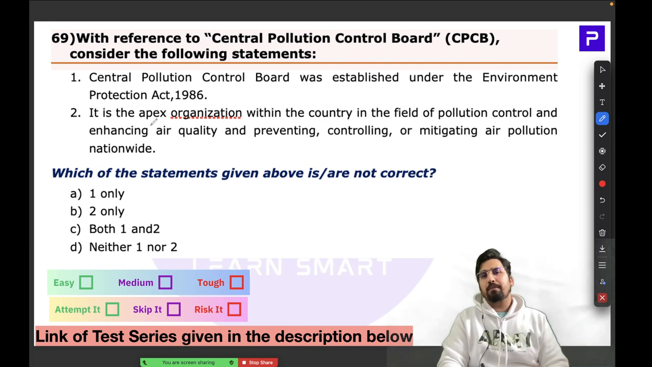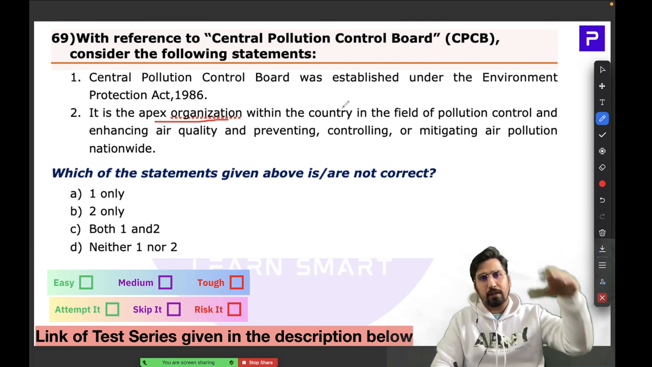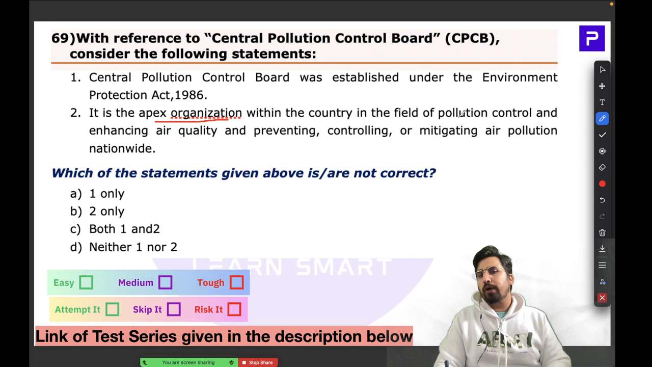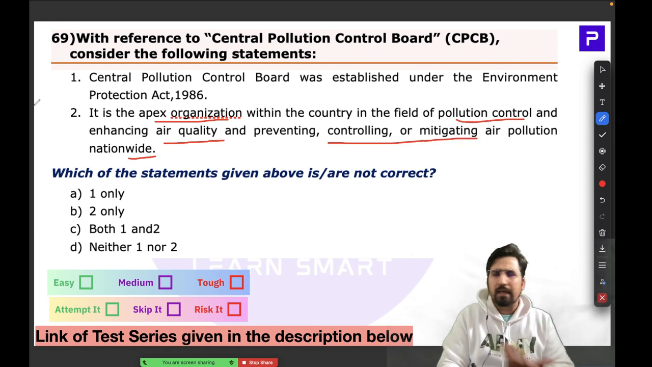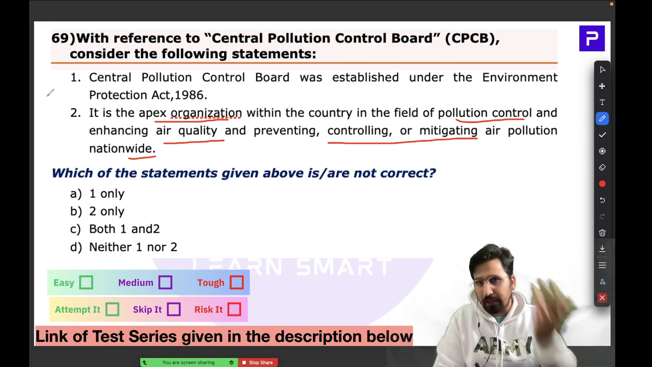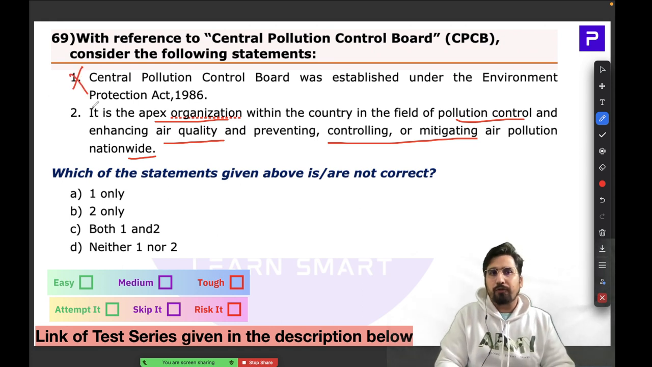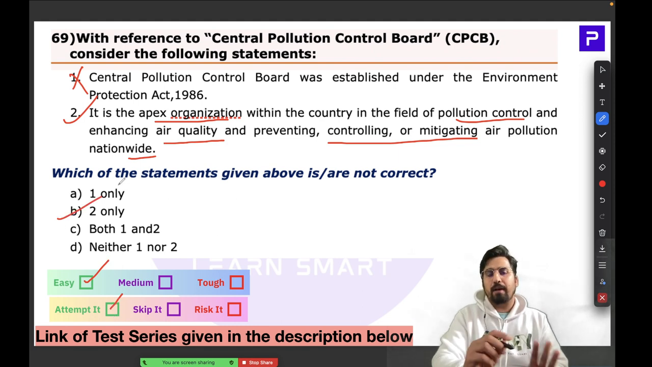And there is no prize for guessing the second statement. Very obvious statement. It is the apex organization, the topmost organization, which is going to control pollution, air quality, prevention, control, mitigation nationwide, obviously. What else would a Central Pollution Control Board do? So first being wrong, second is correct. I would say this is an easy one. You must attempt it. There is absolutely no problem.